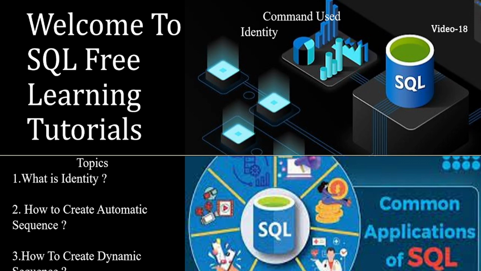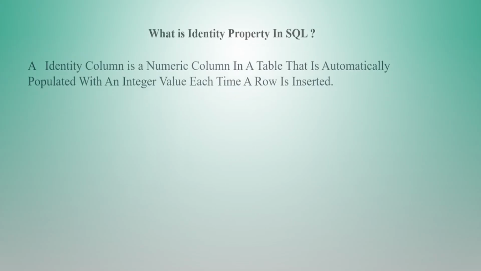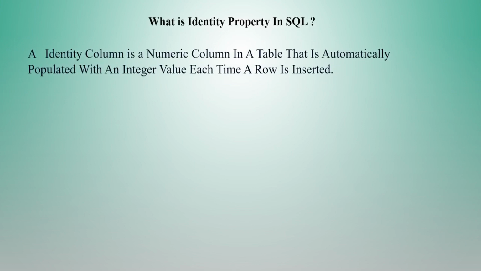So let's understand what identity is in SQL and how we can use identity with constraints. So here is the definition. An identity column is a numeric column in a table that is automatically populated with an integer value each time a row is inserted. So basically identity means it will generate a numerical sequence. Once you insert any row in the table, the number will automatically populate. Here you can see an example of identity. You can clearly see on the screen, it creates a sequence like 1, 2, 3 and so on.